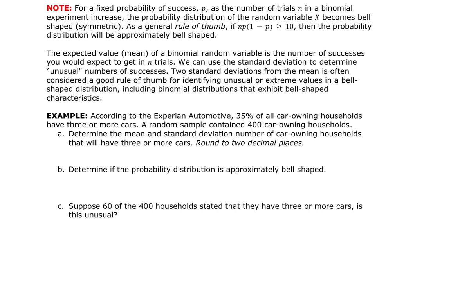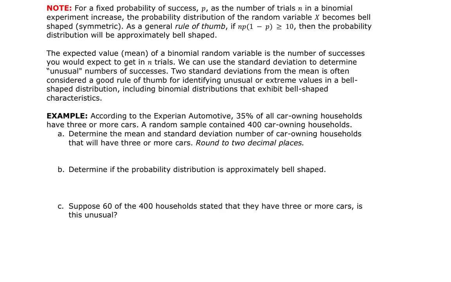So let's take a look at this example. According to Experian Automotive, 35% of all car-owning households have 3 cars or more. A random sample contained 400 car-owning households. Determine the mean and the standard deviation of the number of car-owning households that have 3 or more cars, rounded to 2 decimal places. So they're telling me that a success is owning 3 or more cars. Failure is 1 minus that. So this is a binomial distribution.